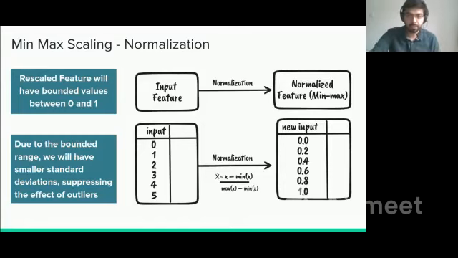Okay, I hope this gives you an idea of min-max scaling. You can also go to, say, scikit-learn. They have a min-max scaler. You can give your input, and then it will automatically give you this normalized feature.